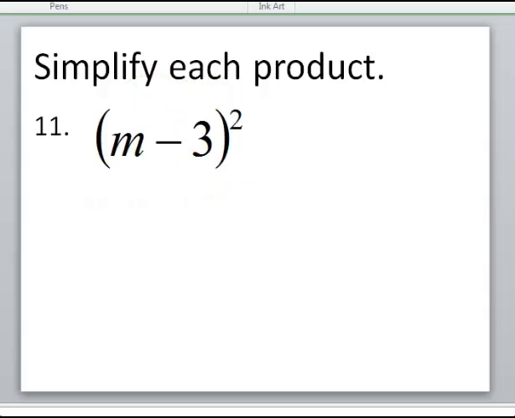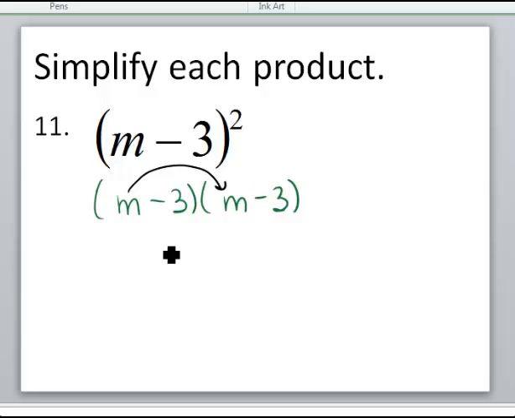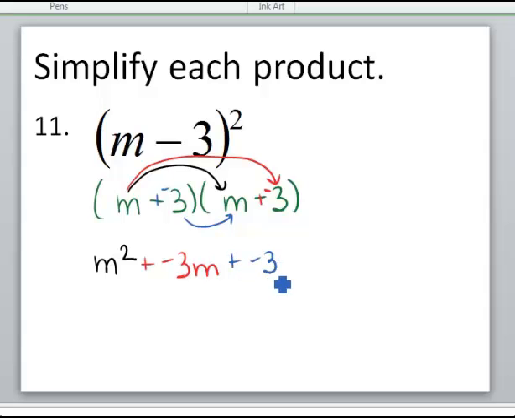My last example, a lot of people want to just distribute this through, but that's not legal. What this really says is I have m minus 3 times m minus 3. So what that means is I really am going to be foiling again. I'm going to take my first times my first, which gives me m squared. I'm going to take my outer terms and multiply them together, which gives me m times -3, which is -3m. And then I'm going to take my inside term, -3 times m, which is -3m. Then I'm going to take my last terms and multiply them together. -3 times -3 is a +9. So I've got m squared, -3 and -3 is -6m, and then plus 9.